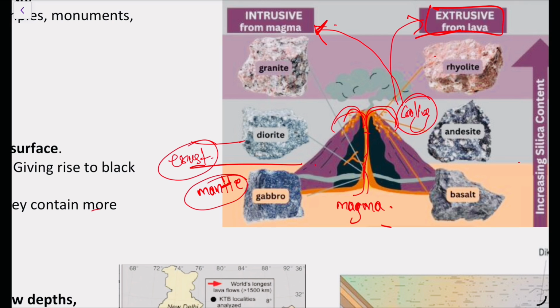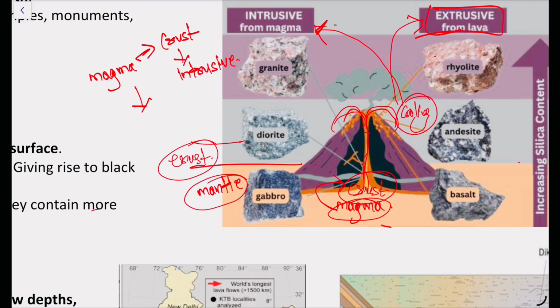Suppose the magma itself is cooling in the earth crust itself. When magma cools in the earth crust itself, we can get the intrusive igneous rocks, okay? Or when the magma is cooling outside the earth crust, that is on the earth surface, we get the extrusive rocks. So that is the classification of igneous rocks based on the cooling of the magma.